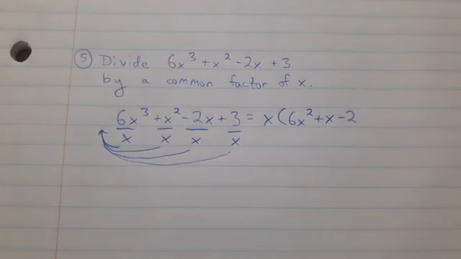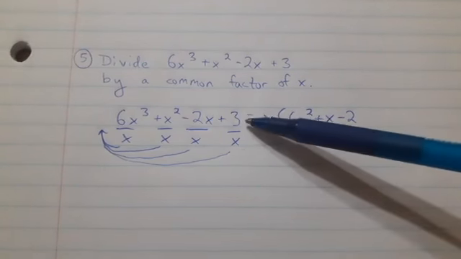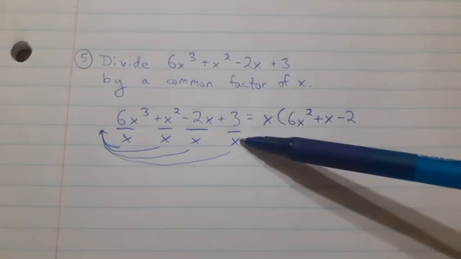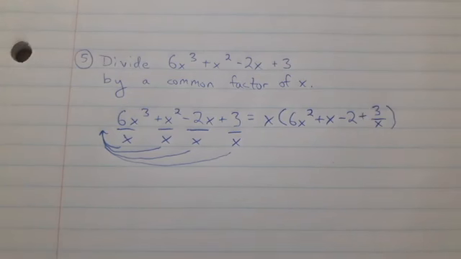And now we get to the part that's a problem, because 3 divided by x, we can't really simplify that. There's no x in the numerator to cancel out with the x in the denominator. So, since we can't simplify it, we just write it as plus 3 over x. So that's what we get when we divide this polynomial by a common factor of x.